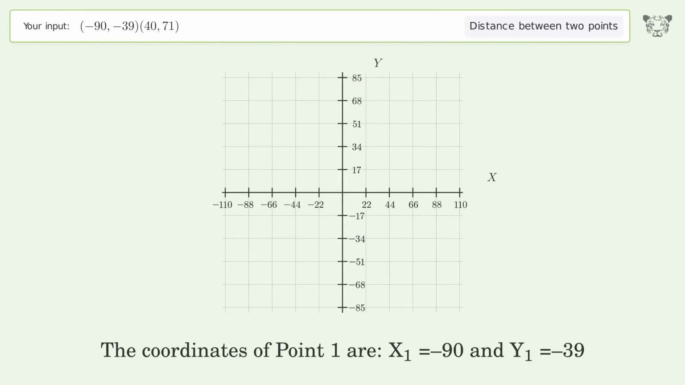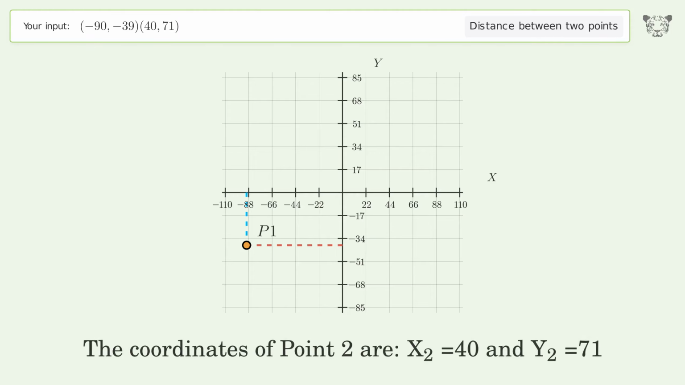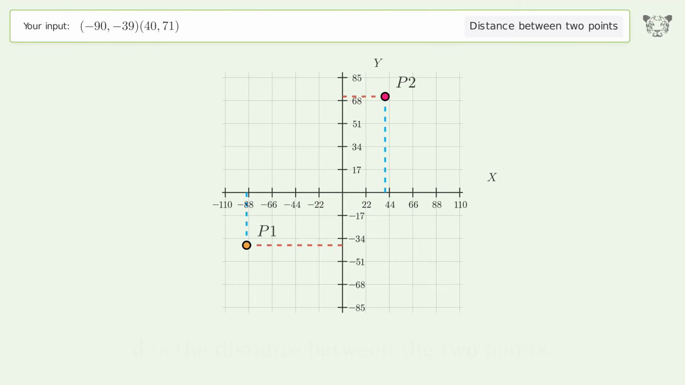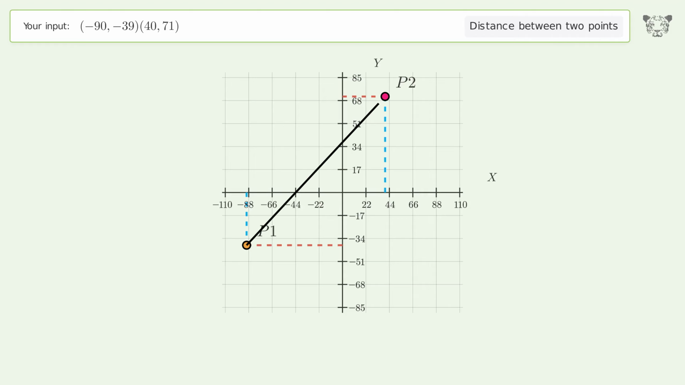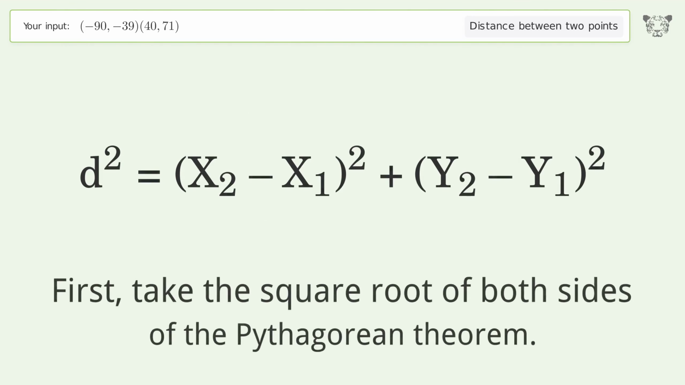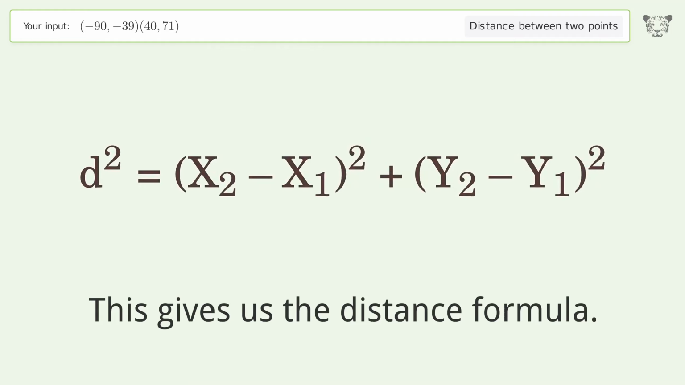The coordinates of point 1 are, x1 equals -90 and y1 equals -39. The coordinates of point 2 are, x2 equals 40 and y2 equals 71. D is the distance between the 2 points. First, take the square root of both sides of the Pythagorean theorem. This gives us the distance formula.